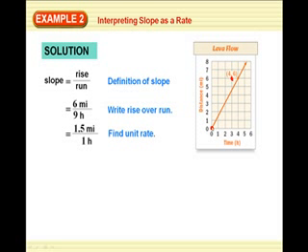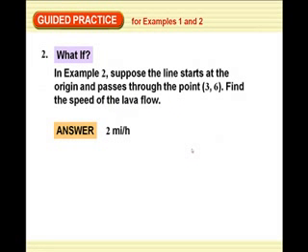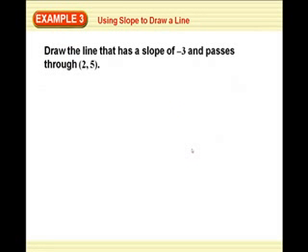So let's see how we get from one to the other. We'd rise 6 and run 3. So it would be 2 miles per hour. Let's see what they get. There we go. Draw the line that has a slope of -3 and passes through (2, 5).